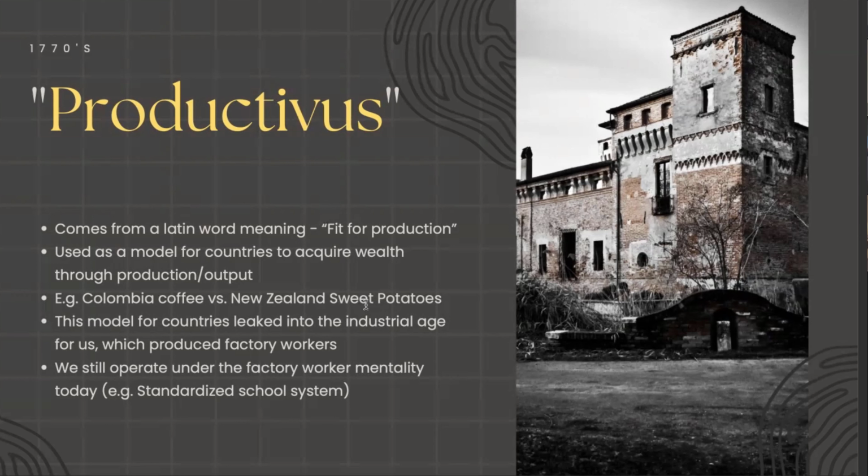So this model for countries leaked into the industrial age, which produced factory workers and also the standardized school system. We operate under the factory worker model right now. With the school system, a lot of us are still trying to understand why we are learning these subjects in particular, right? It's to produce a certain worker for the United States so that it fuels the economy and produces more output, so that we acquire more wealth as the whole of the United States. So that's where productivity kind of stemmed from.